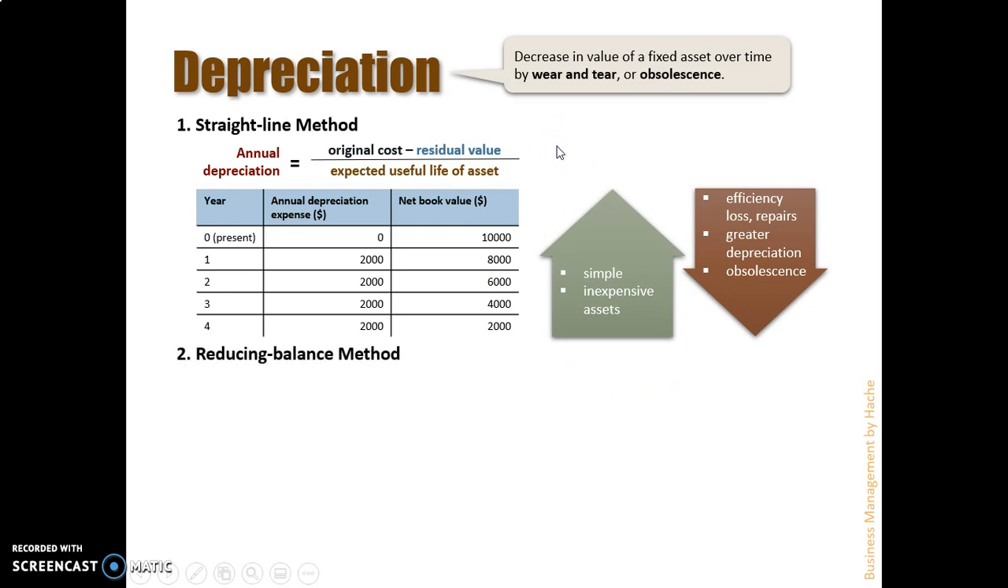The second method is the reducing balance method. This comes from a calculation that goes year by year. So you will need to not just make calculations, but use a similar chart like this to show what the depreciation would be in every year, because it will be different.